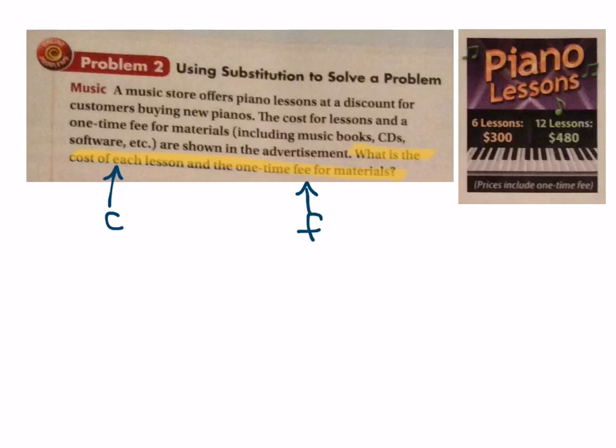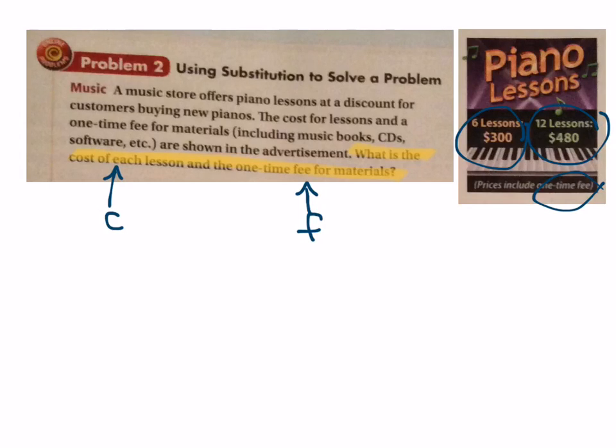And then we need to write two equations, and both of them need to have a C and an F in them. Okay, so first of all, it looks like we have two different prices here, so I'm going to use these as my two equations. 6 lessons is $300, all right? And then that includes a one-time fee. All right, so we have two components going into that cost. We have the lessons, and then we also have the fee.